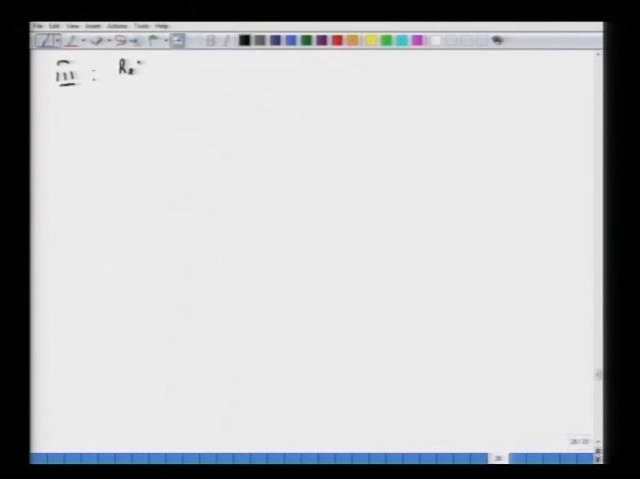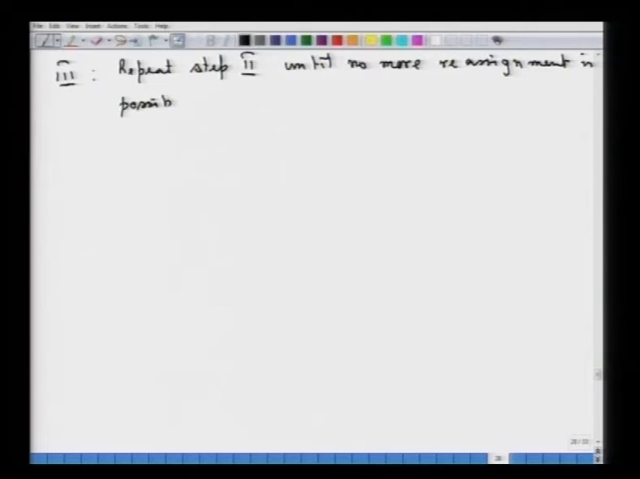So, we repeat step 2 until no more reassignment is possible. Right. So, it is basically in these 3 simple steps. We will look at a simple data set and then try to see how this k-means algorithm actually goes about.